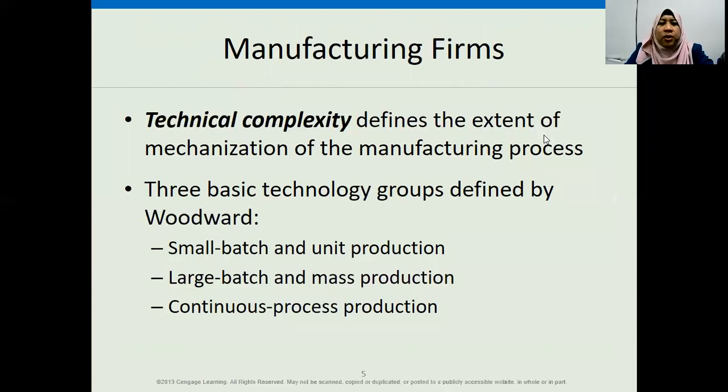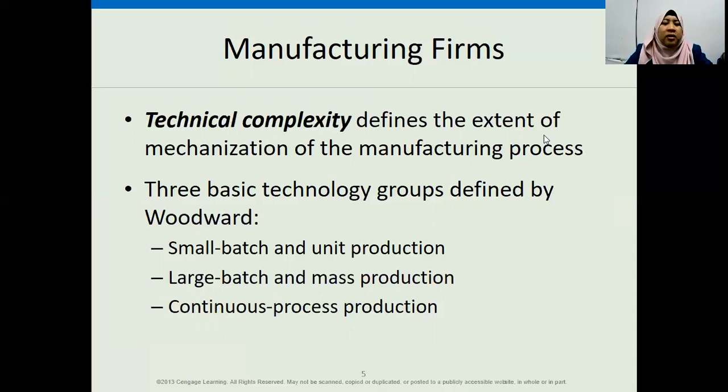All right, so we're moving to the manufacturing firm. It's stated here, technical complexity defines the extent of the mechanization of the manufacturing process. So we're talking about technical complexity. How does the technical work itself make sure that they have some mechanism in the manufacturing process, automated processes, involving automation, involving the process of the manufacturer. You have some process of manufacturing.